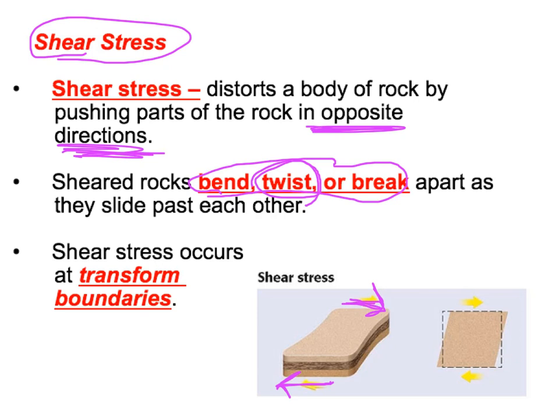It's the hardest of the three to visualize. If you take a piece of paper and you grab each end, and move one arm away from you and one arm toward you, you'll see this bending, twisting that would happen in the paper. So this happens at transform boundaries where you have the rocks sliding past each other. Alright, and those are the three types of stresses: the compression, the tension, and the shear.